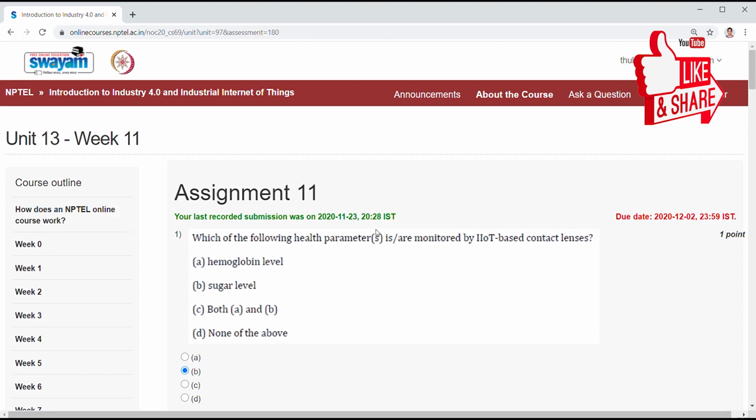We are having only one assignment left, that is Assignment 12. After that we will be having the exam, so don't miss Assignment 12. Coming to Assignment 11, first question.